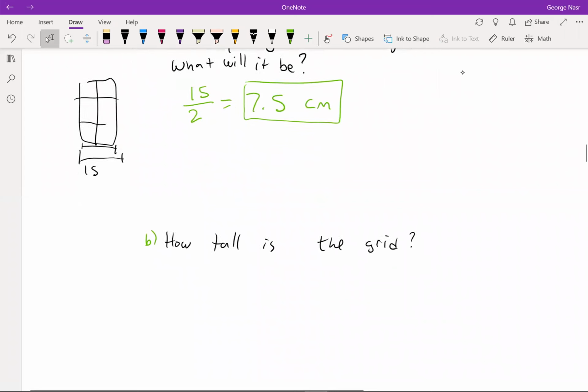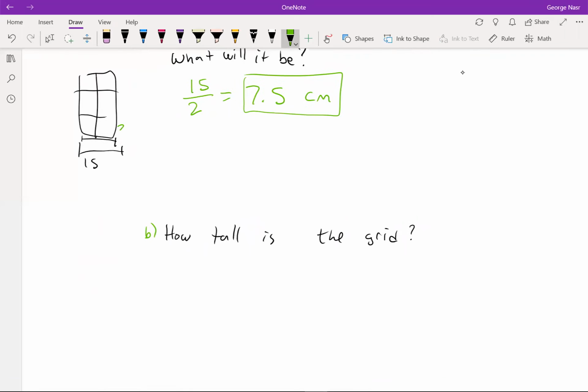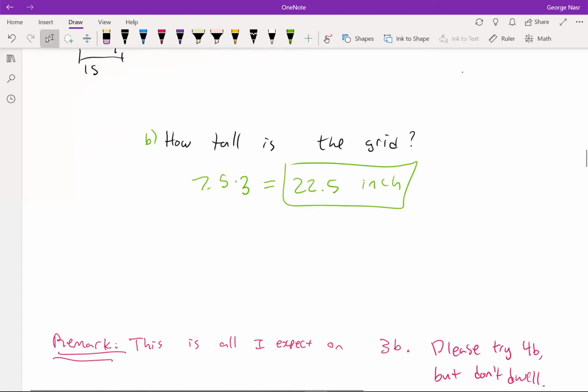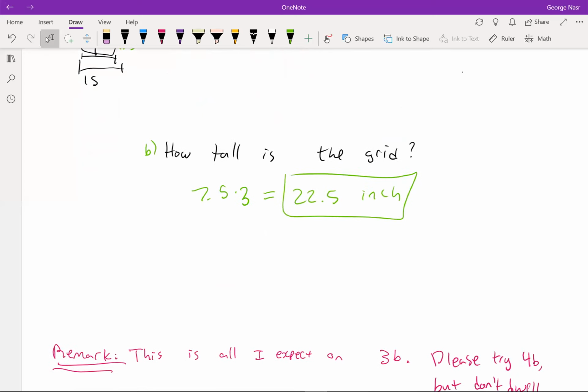Okay, how tall is the grid? Well, if each side length is 7.5, I just now have 3 of those. So I've got 7.5 times 3, which should equal 22.5 inches. It's 7 times 3, which is 21, plus 3 times 5, which is 1.5. And this is basically all I'm expecting for 3B.